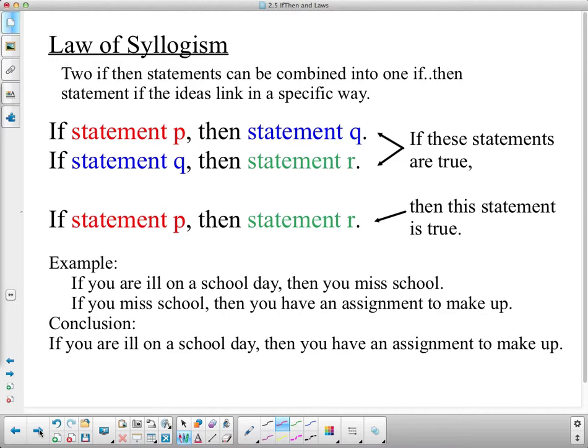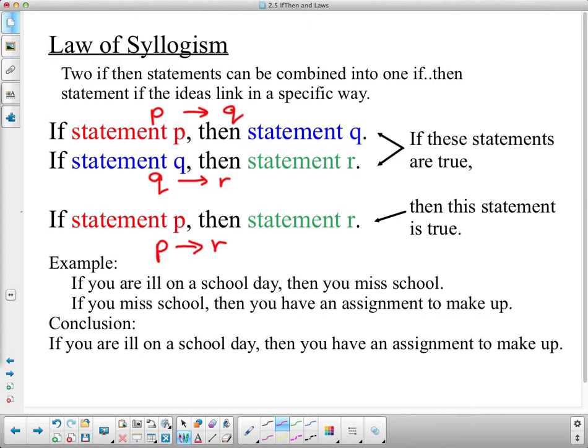Linking in a specific way. There has to be a statement that is the conclusion of one sentence and the hypothesis of another sentence. So if you read them in the order so that that link is beside each other, you can see how they connect. So we're going to have a statement P, then Q, and then another sentence that has that same Q, then R. So if it is raining, then I get wet. If I get wet, then I need a towel. So then you can come up with, if it is raining, then I need a towel.